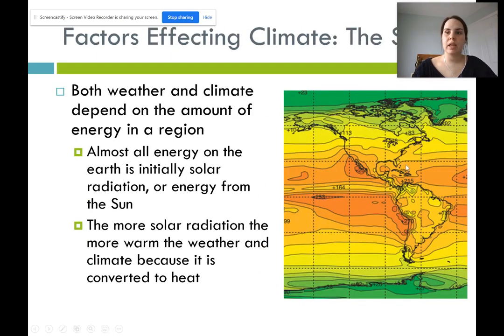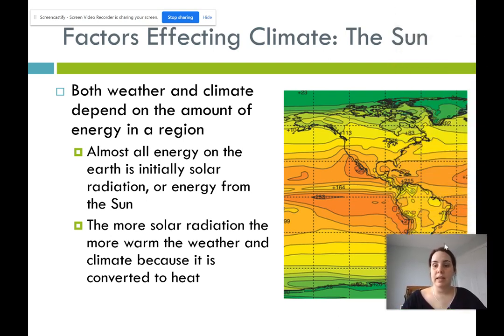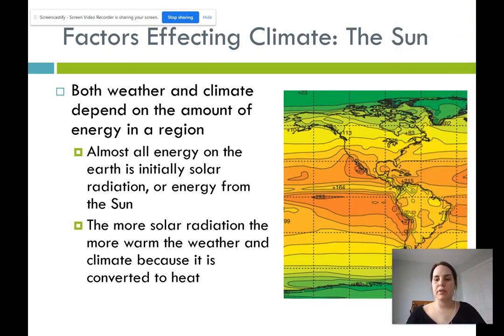So there's a few things that can impact climate that we're going to talk about. The first thing we're going to talk about is the sun. Okay, so both weather and climate depend a lot on how much energy is given to a specific region. So almost all energy on Earth really originally comes from solar radiation from the sun, or that energy that's coming to us from the sun from those waves, okay, those energy waves.